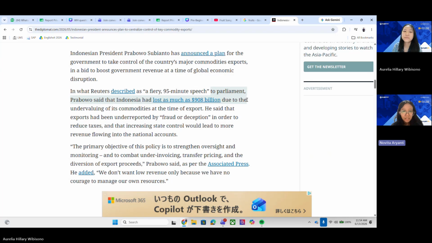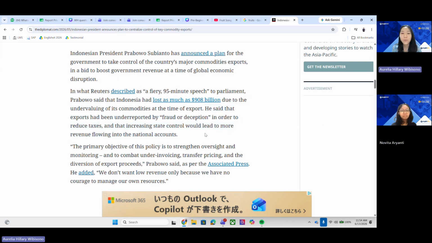In what Reuters described as a fiery 95-minute speech to parliament, Prabowo said that Indonesia had lost as much as 908 billion USD due to the undervaluing of its commodities at the time of export. He said that exports have been underreported by fraud or deception in order to reduce tax, and that increasing state control would lead to more revenue flowing into the national accounts.